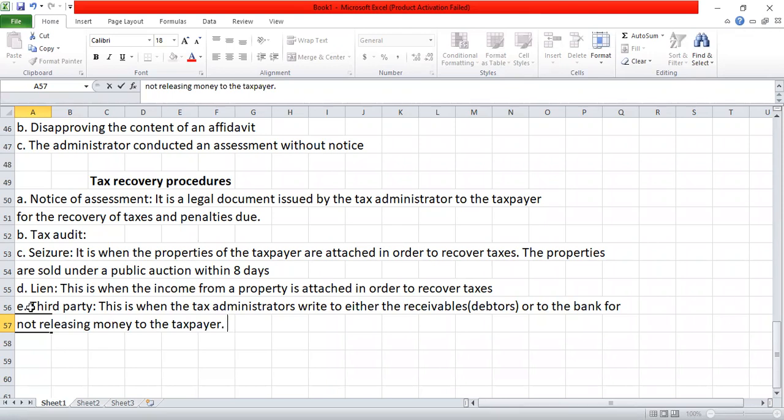So they can write to either the debtors of the company, or they can write to the bank instructing them not to release money to the taxpayer. That is what we call a third party. So these are procedures that are used in tax recovery.